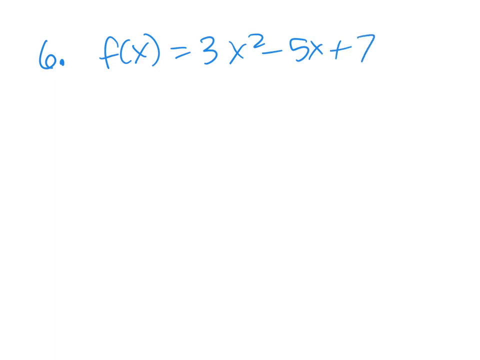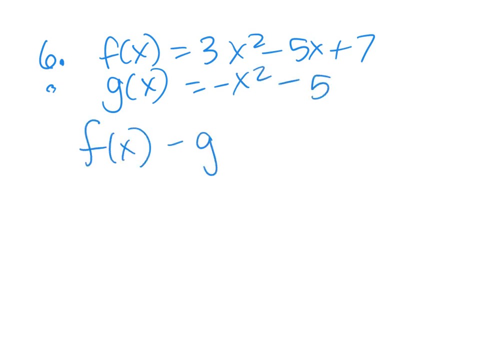Problem number 6. Again, f of x, Frank, is 3x squared minus 5x plus 7, and g of x is negative x squared minus 5. And here we're going to take Frank minus George. So wherever I see f of x, I'm going to put the expression for f. Then I'm going to do a minus.